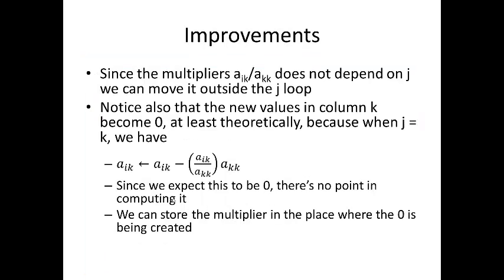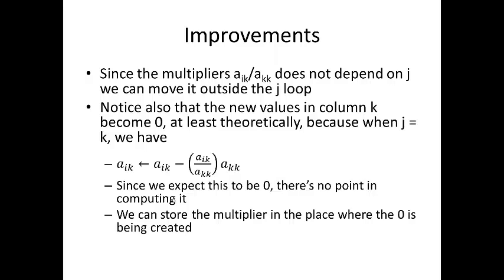One of these is, since the multiplier aik divided by akk does not depend on j in any way whatsoever, we can move this outside of the j loop, and that will save us several computation cycles. Notice also the new values in column k become 0, at least theoretically, because when j is equal to k, aik is replaced by aik minus aik divided by akk times akk, which reduces to aik minus aik, which is 0, and we expect that to be 0.